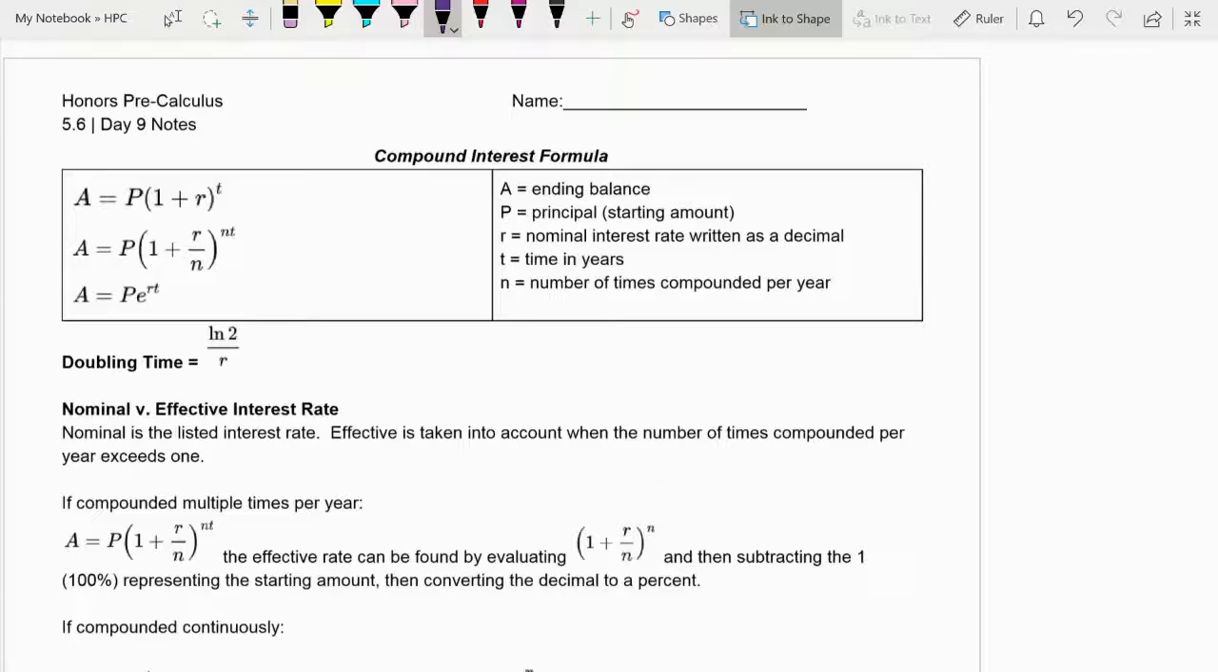We are on 5.6, day 9 notes, compound interest. So this is going to be some real world applications for you. Let's quickly talk about the vocabulary.